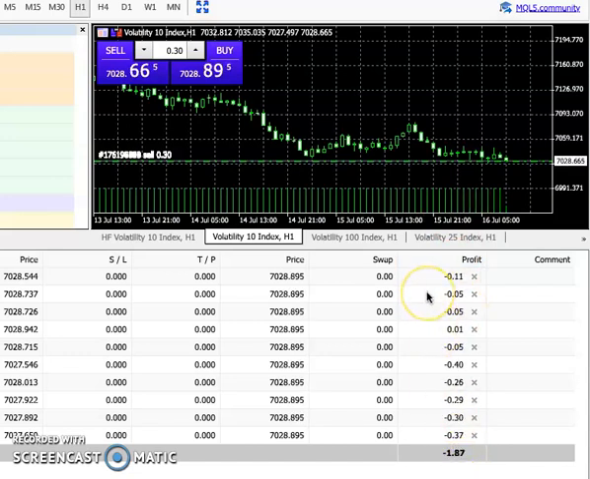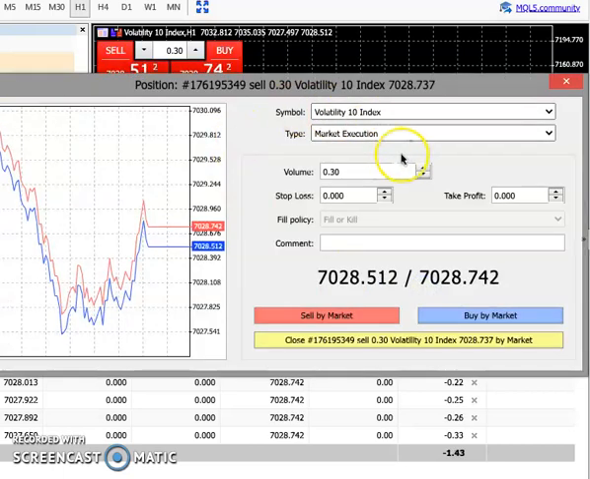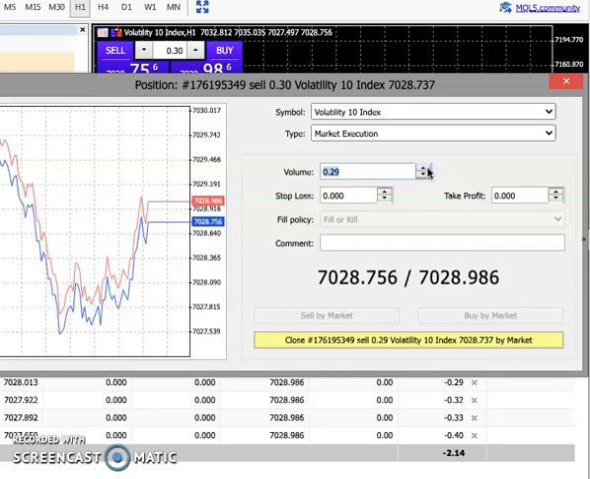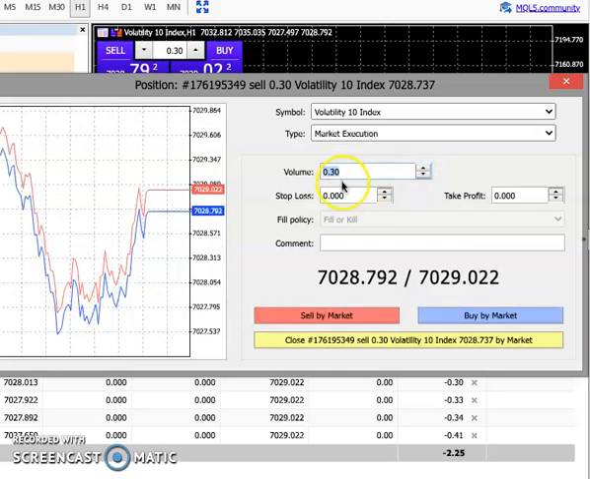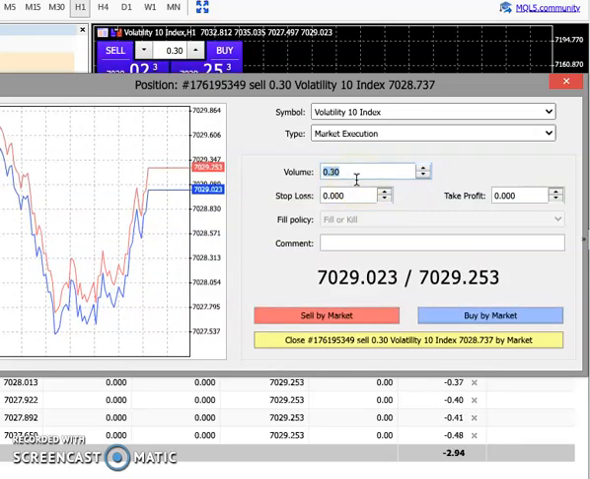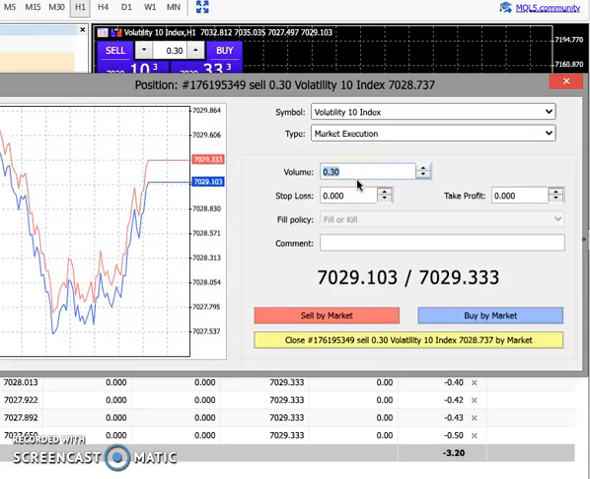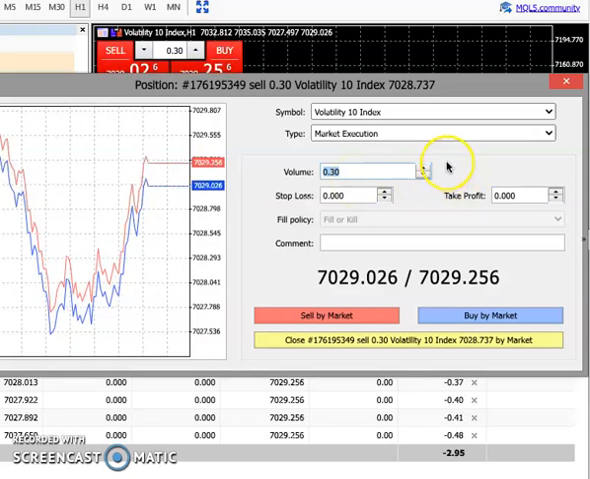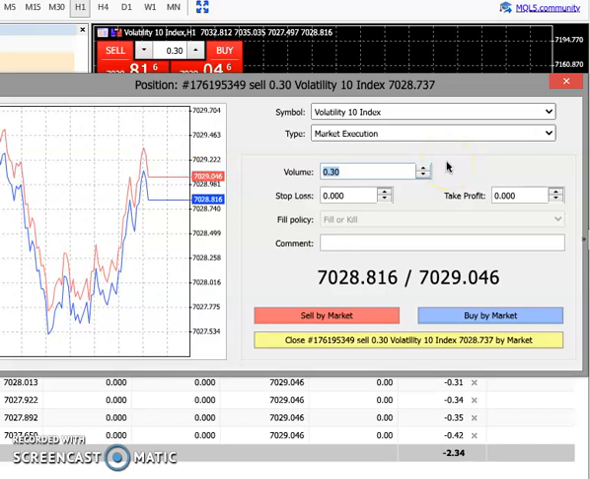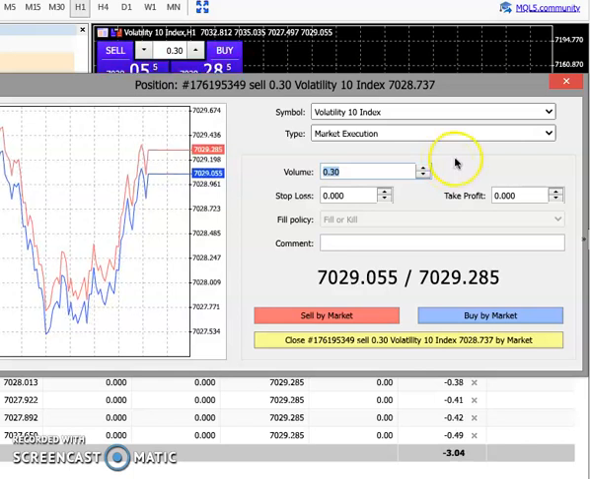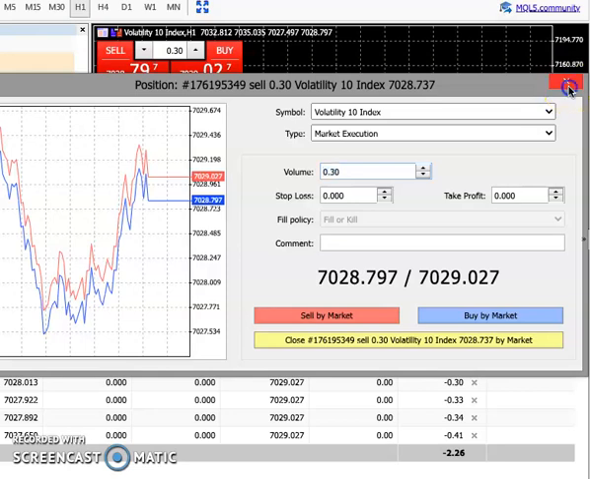Because I have taken precaution. I did not take a big lot size. I took the lowest lot size, which, as you can see, is 0.30 based on my account size. I just felt that I wanted to not be evasive and go on it. So after this, I'll close it.